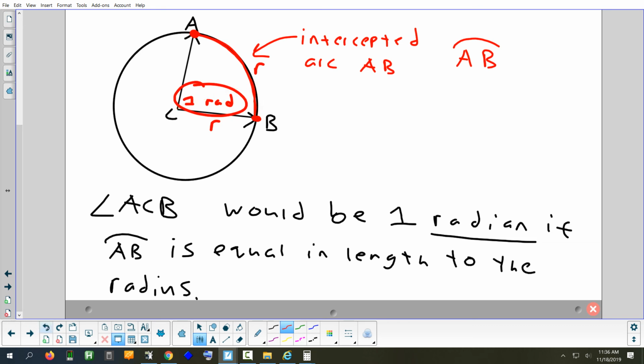What if that arc was bigger than the radius? Then you'd have an angle that's more than 1 radian. If the arc is exactly equal to the radius, then it's exactly 1 radian.